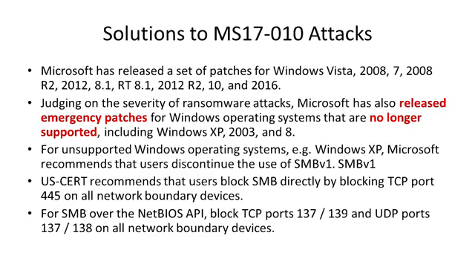US-CERT recommends that users block SMB directly by blocking the TCP port 445 on all network boundary devices. For example, from the router or intrusion protection system, you just drop those traffic with those protocol and port number. For SMB over NetBIOS API, we should block TCP port 137 and 139 and UDP port 137 and 138 on all network boundary devices.